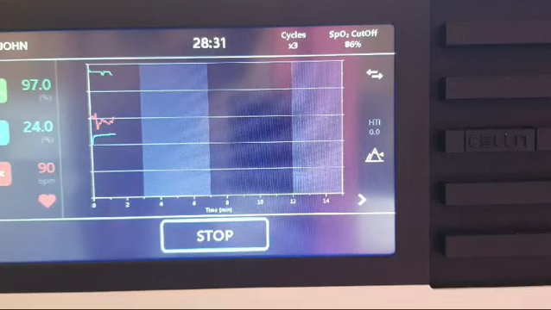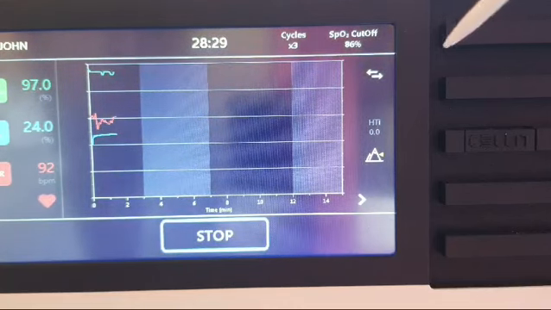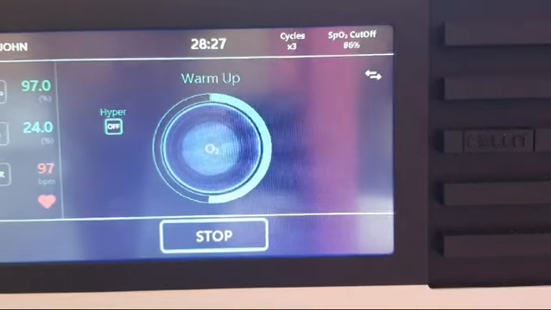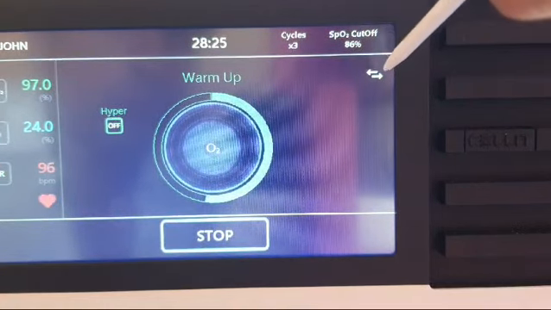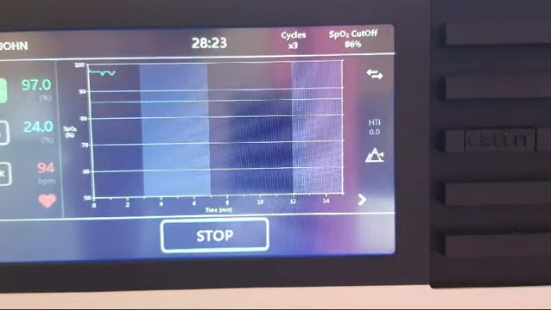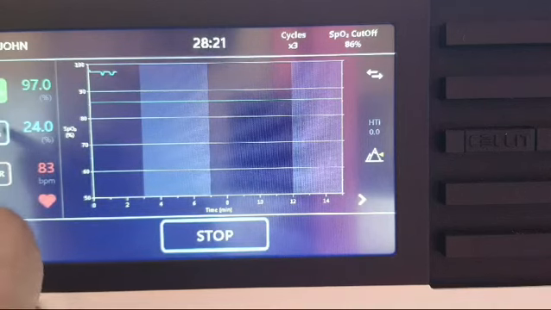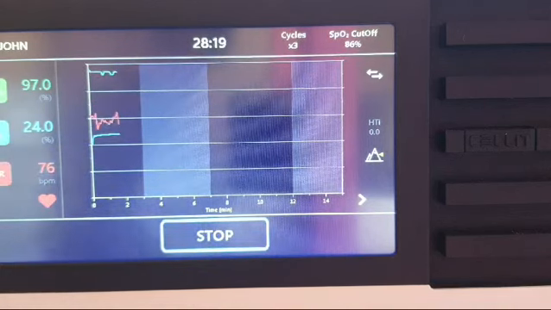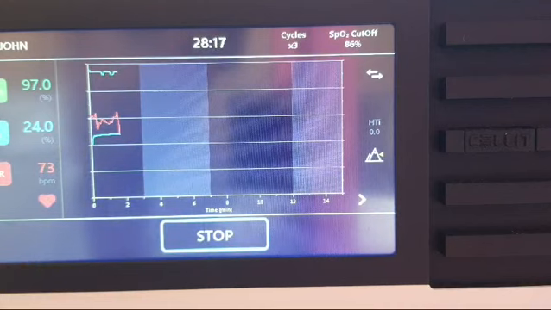So this is a different way. We can always change from this page back to the other page, and it's really your preference whether you want to see more data. Every time you will need to select which curves you want to be shown on the graph.